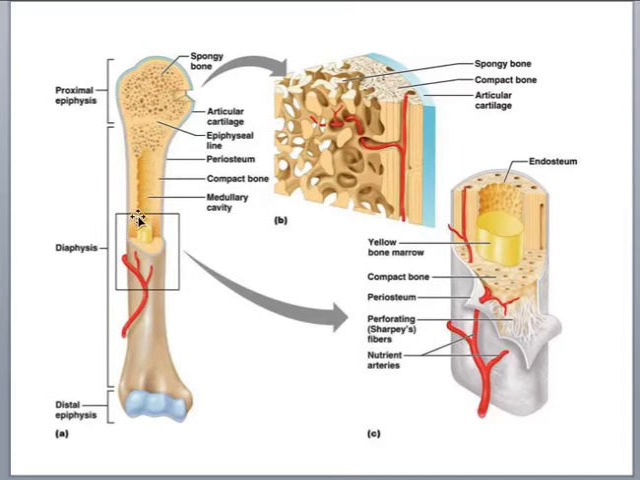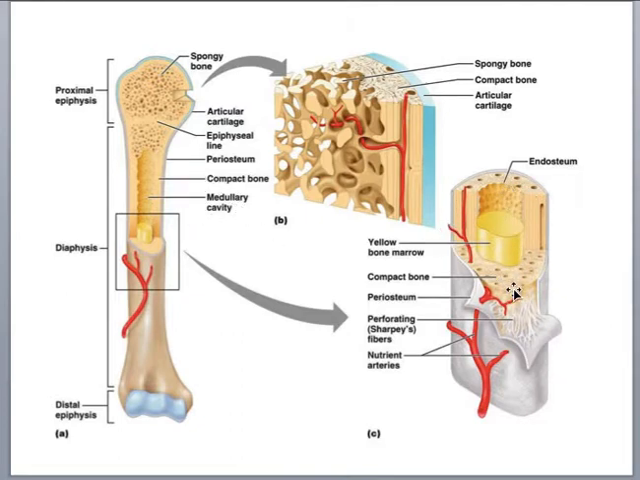Now, if you look in the diaphysis, okay, so this portion of the diaphysis has been expanded over here, you can see that the middle of the diaphysis is actually hollowed out. So there's still compact bone around the periphery, but the inside has been hollowed out. And that hollowed out center is called the medullary cavity, okay? So it's called the medullary cavity.